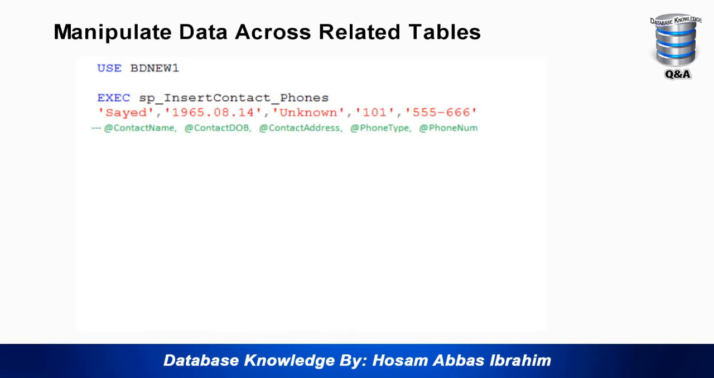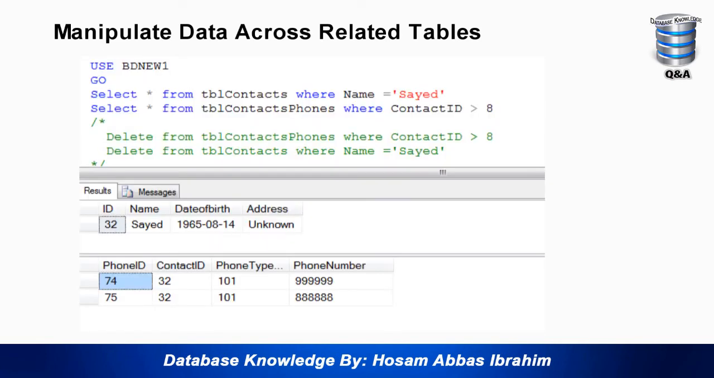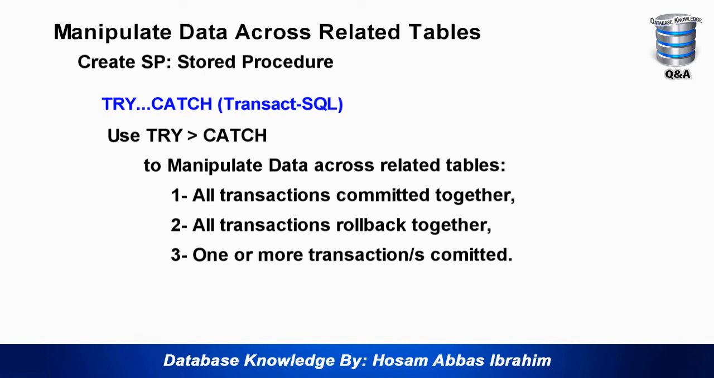So we try another one with dash, and let's see what happened. 555-666, and we'll execute the stored procedure. Nothing. It says the contact exists, Said exists, but we couldn't insert the phone number for him because of the constraint. And this is true. If I go to the TBL contacts phone and try, I still have 2 numbers for him, and that's it.